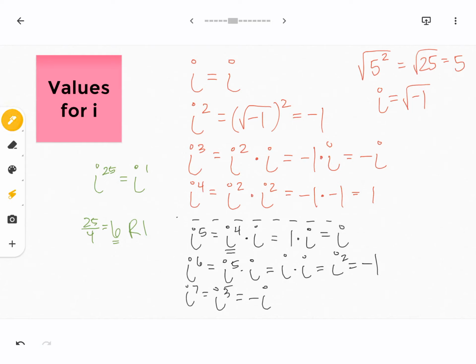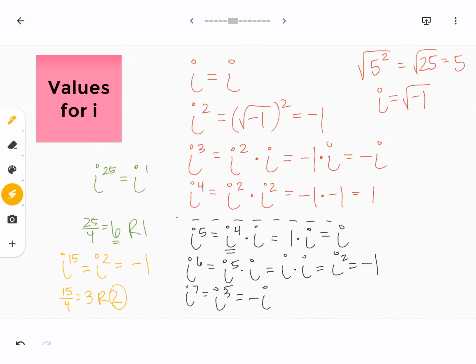So for example, if I just make one up, i to the 15th, 15 divided by 4 goes in 3 times with a remainder of 2. And so this 2, again, tells me it's the same as i squared, which is just -1.